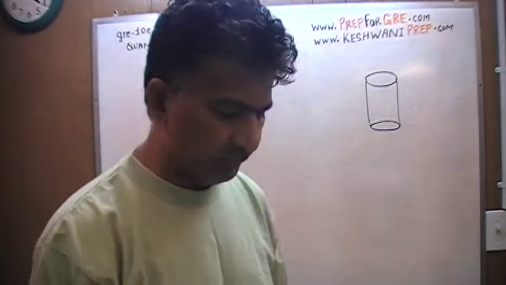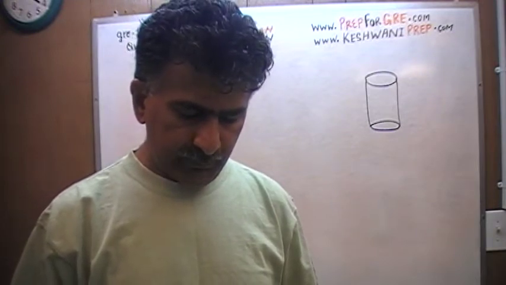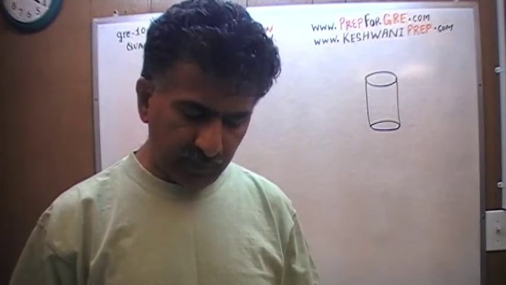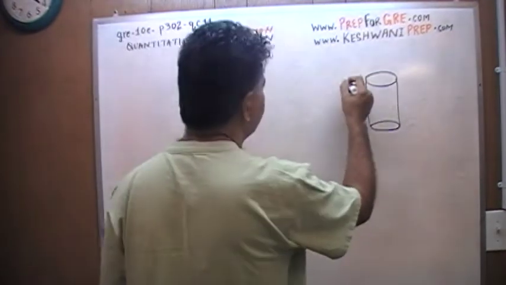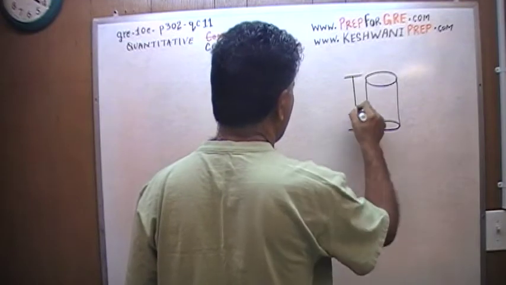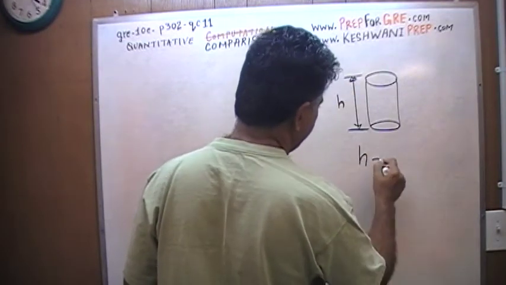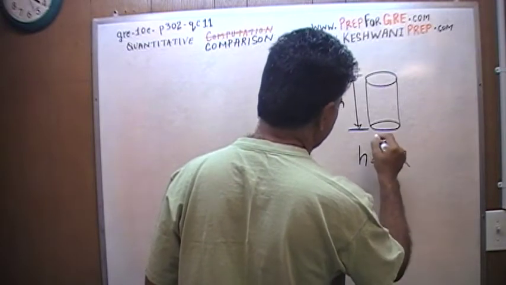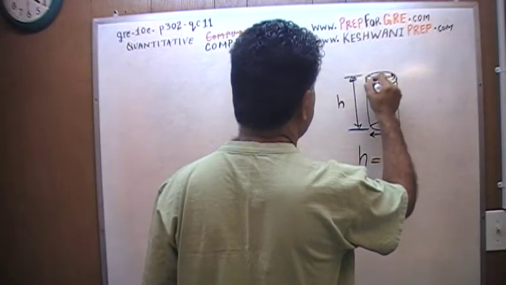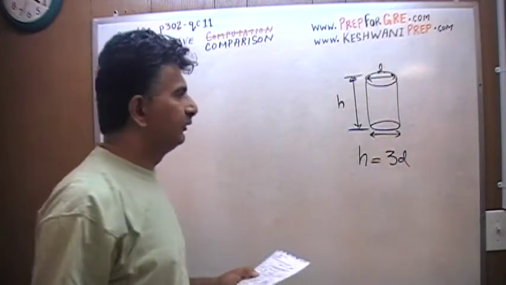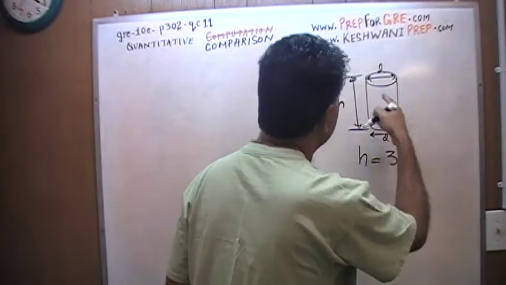What do we know about this cylinder? We know that the height of this cylinder that we're talking about is 3 times the diameter. All right. So the height of this guy, let's call it H. The height of this thing is 3 times the diameter, which is this part right here, from here to here. It's 3 times the diameter. This thing is D, which is the same as the top part.